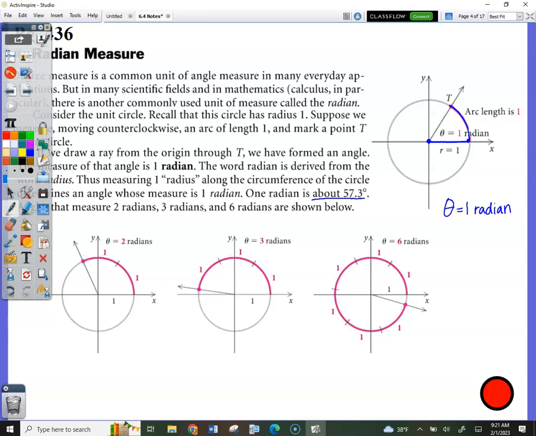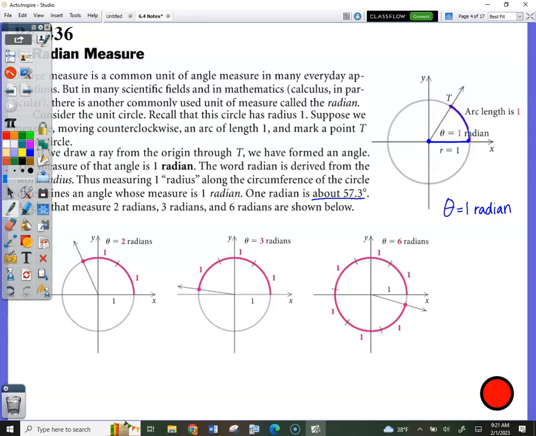You can see in this picture here they've given you a visual. If you take 2 radians, since that does end up being past 90, it would land you in quadrant 2. 3 radians would land you still in quadrant 2. If you had 6 radians, it would bring you all the way in quadrant 4.